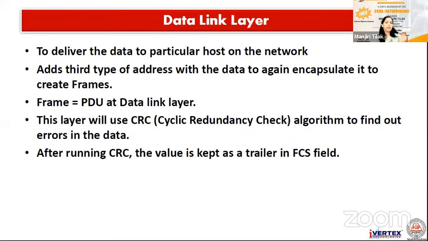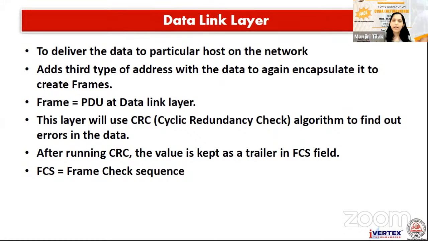And that frame check sequence will be put with the data as a trailer. Okay, means in transport layer, only header will be added. In network layer, also header will be added, but data link layer is going to add header as well as trailer. In header, there will be addresses available to deliver the data, and in trailer, there will be FCS, that is a checksum, correct?